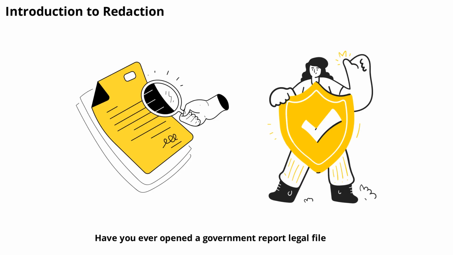Have you ever opened a government report, legal file, or news article and noticed thick black bars covering certain words or entire sections? This process is called redaction. Redaction is the deliberate removal or obscuring of sensitive information from documents before they are shared with the public or other parties. The goal is to protect privacy, maintain confidentiality, or comply with laws and regulations. In this video, we'll explore what redaction means, why it's necessary, and how it works in practice.